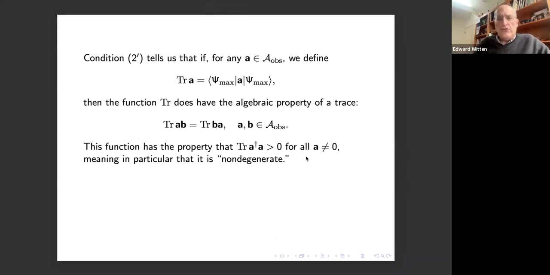So this function has the property that the trace of A dagger A is positive for all non-zero A, which means in particular that it's non-degenerate. So in other words, for every A, there's a B such that the trace of AB is non-zero, in particular, actually positive. Namely, I can just take B to be A dagger. If this de Sitter state psi ds was normalized, then psi max is also normalized because I included a normalization factor, the square root of beta. And that means that the trace of the identity is 1 by this definition.